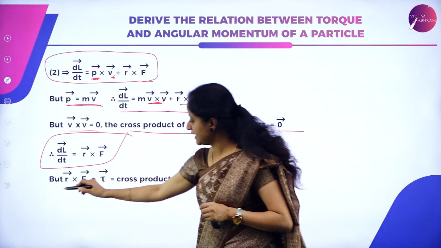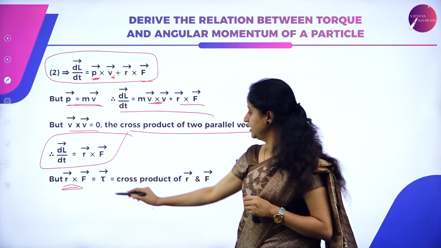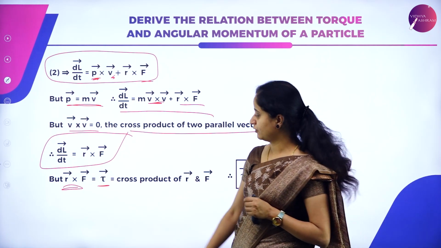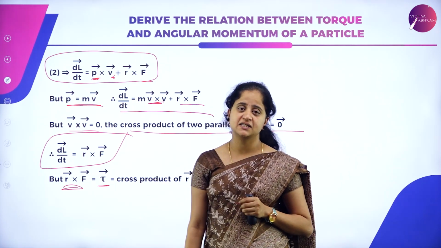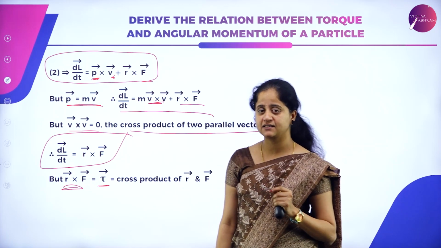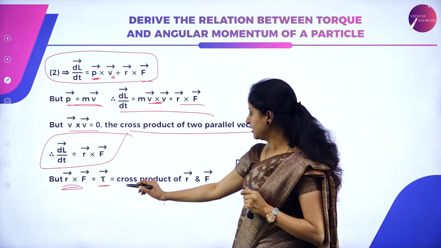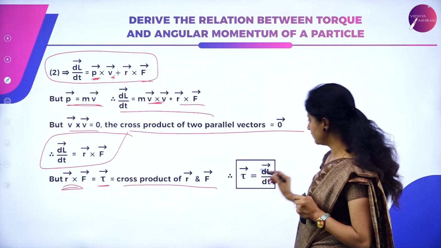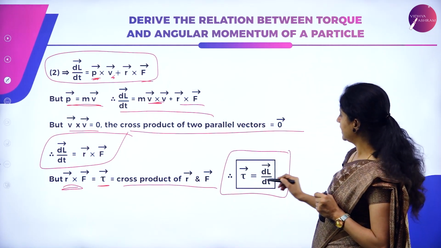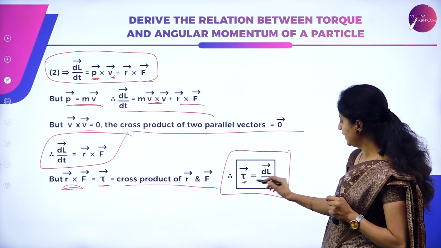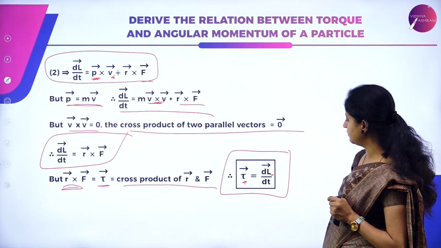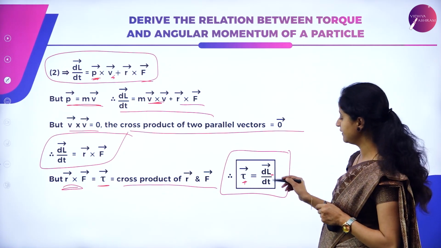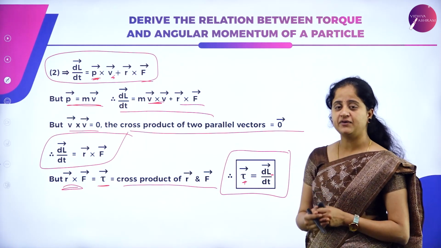But what is r cross F? It is nothing but the torque. Torque is denoted by tau. It is nothing but the product of force and the perpendicular distance between the object and the axis of rotation. So the cross product of r and F is nothing but tau. So that is what we have to prove, that is the relation between torque and the angular momentum of a particle. It is given by tau is equal to dL divided by dt in vector form.